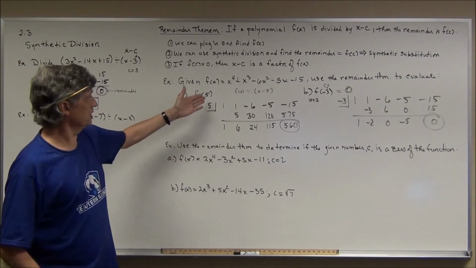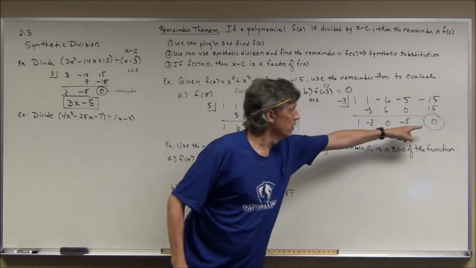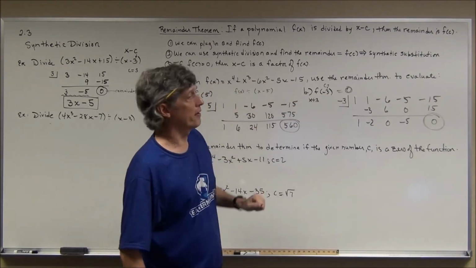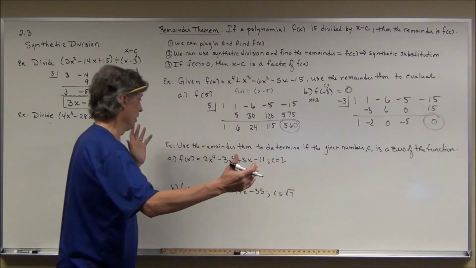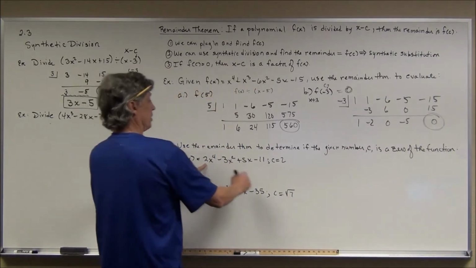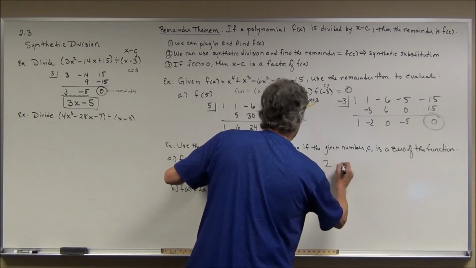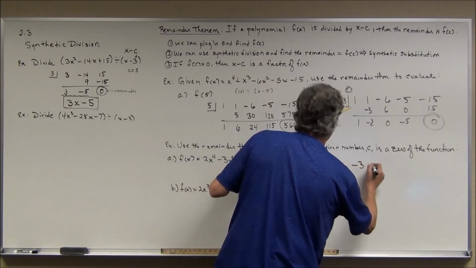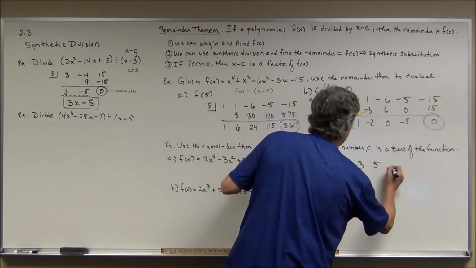Well, all I'm doing is the same thing here. I'm just looking for 0 here. That tells me back here, negative 3 is a 0 of that function. Perfect. So I'm going to use synthetic substitution. Be careful, there's no x cubed term there. So I have 2, 0, negative 3, 5, negative 11.